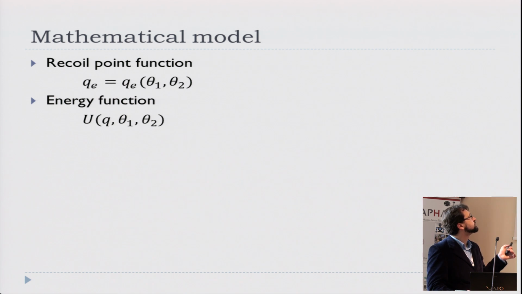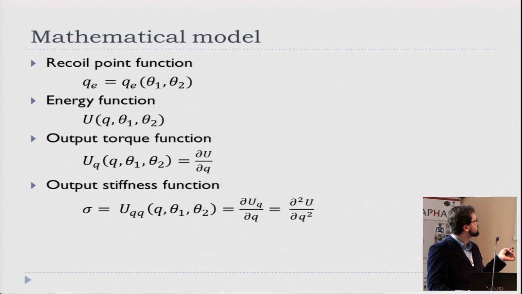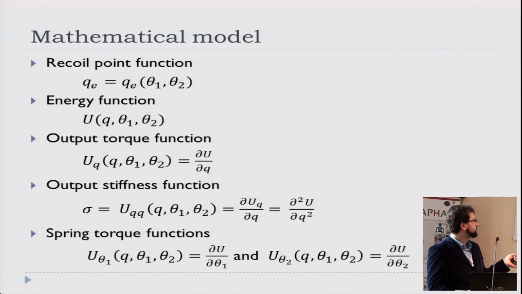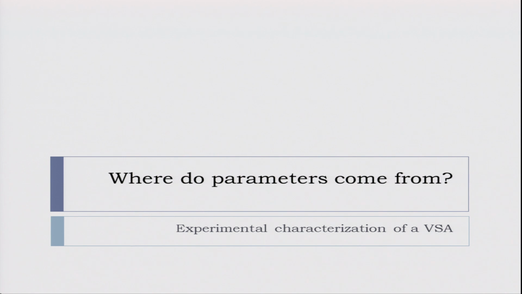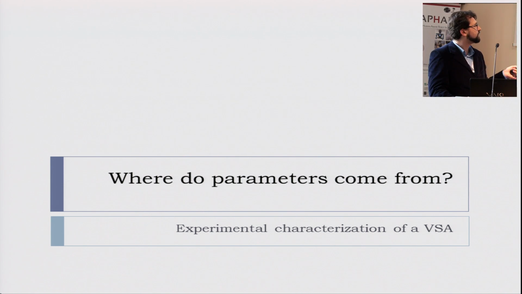And then you also need the energy function, which is the function that you use to derive the output torque function and the output stiffness function. So it's the function I described before. And also you need the spring torque function, which is the U theta 1 and U theta 2, which is something that you will need to do a fine control on the side of the motors. So we have looked at a long list of parameters, but what we ask now is, where do these parameters come from? How can I extract all these parameters from a variable stiffness actuator?